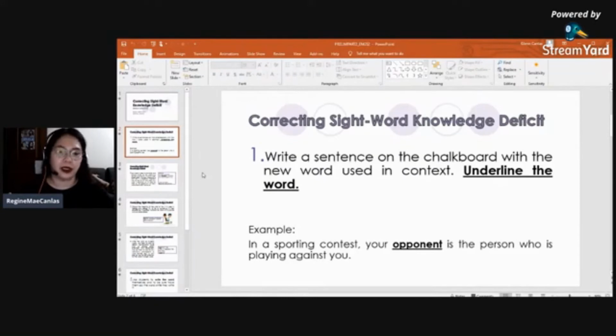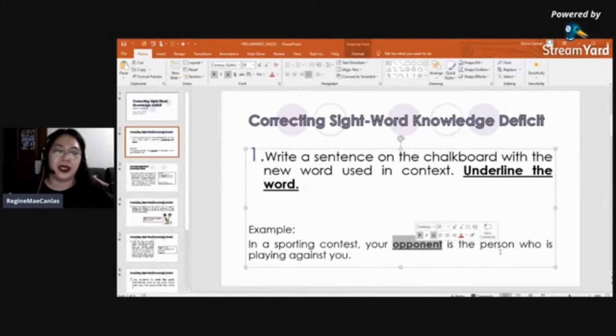So the first is write a sentence on a chalkboard with a new word used in context and underline the new word. So the teacher will write a sentence with a new word in it in order for the student to recognize the new word. The teacher will underline it to give emphasis. So for example, our sentence is: in a sporting contest, your opponent is the person who is playing against you. This is the sentence that the teacher will write on the board, and she will understand the word opponent because this is the word that we will be tackling today.